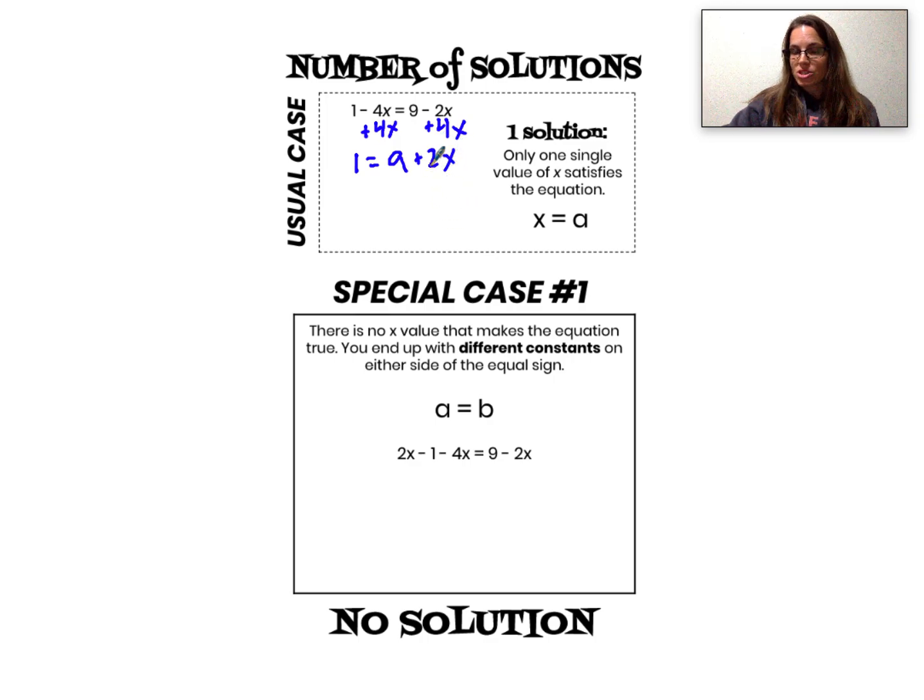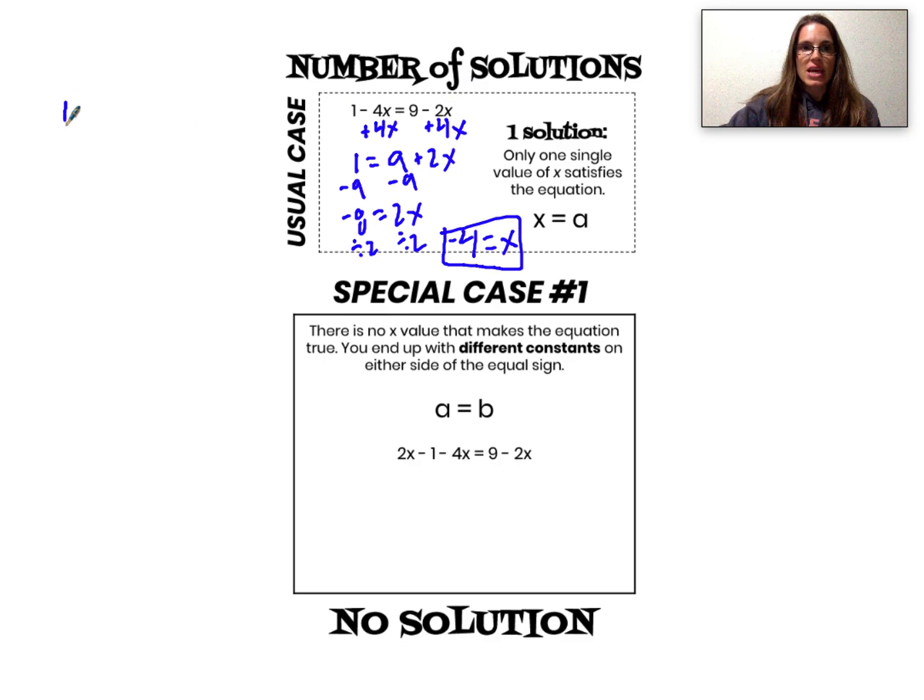Having moved the variable term, now I'm going to use inverse operations, subtracting 9 from both sides and then dividing by 2. This gives me my solution to this equation, x equals negative 4. X equals negative 4 is the only value of x that will make this equation true.